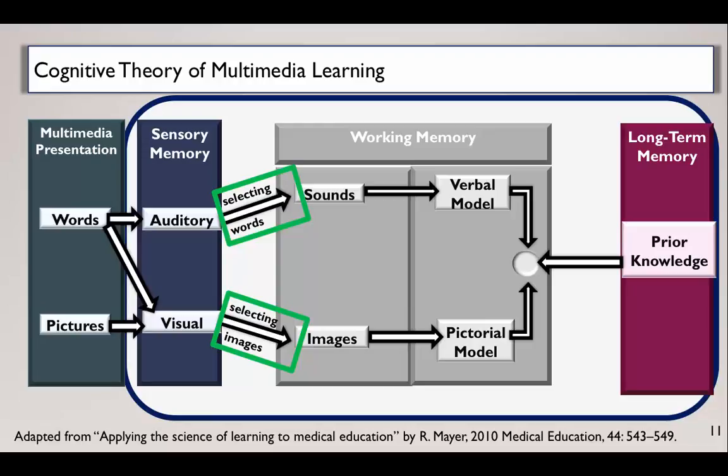The next two types of cognitive processes include organizing words and organizing images, in which this information is mentally rearranged into either a verbal or pictorial model in working memory. Finally, integrating refers to mentally organizing the verbal and pictorial models together and integrating with relevant prior knowledge activated from long-term memory. Using words and images, meaningful learning occurs when the learner engages in all 5 cognitive processes during learning.